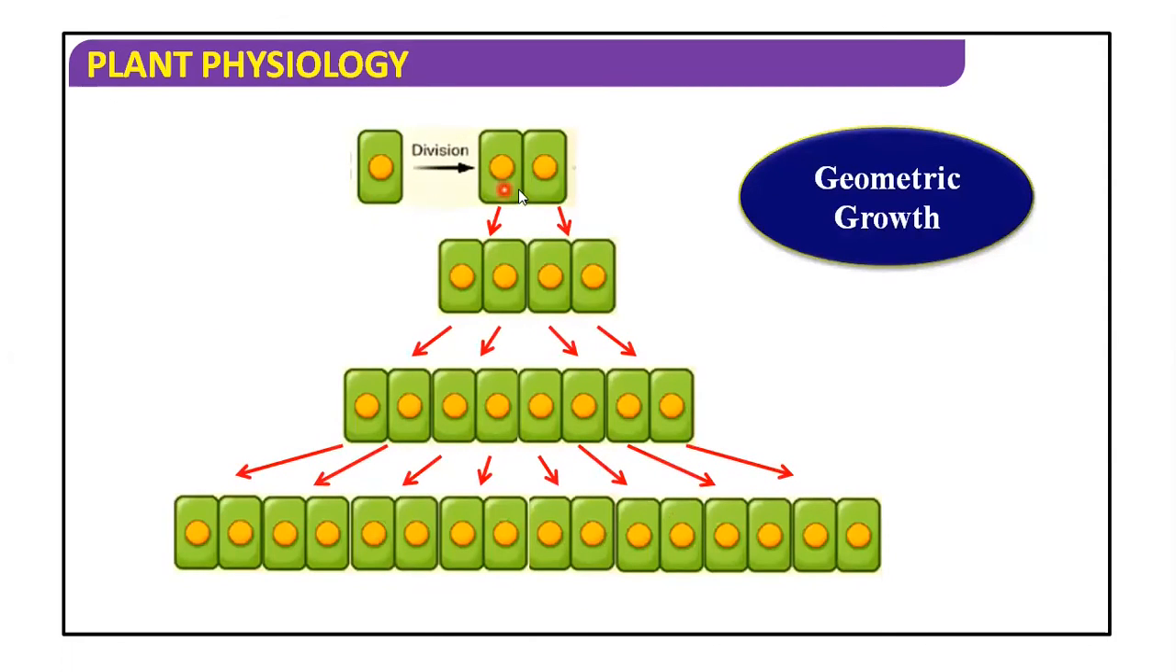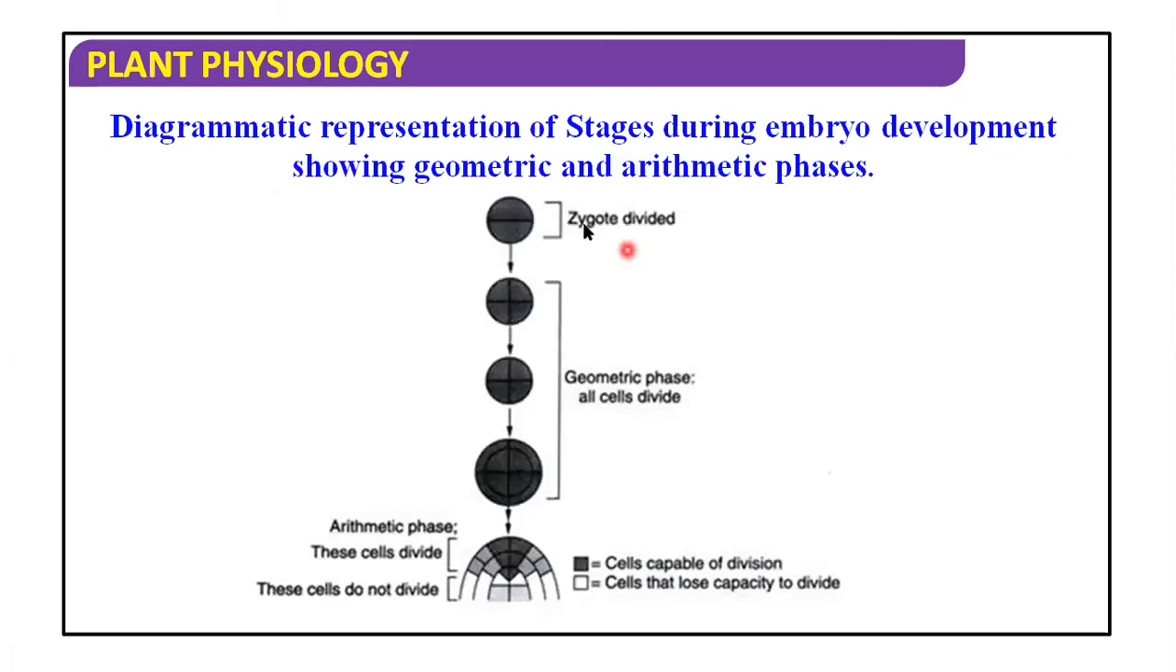Here one cell is divided into two daughter cells, then each of these cells again divides into two daughter cells, and then among these 4, each cell divides into two daughter cells, and here also the same, and the cells keep multiplying. Now, the diagrammatic representation of the stages during embryo development showing geometric and arithmetic phases.